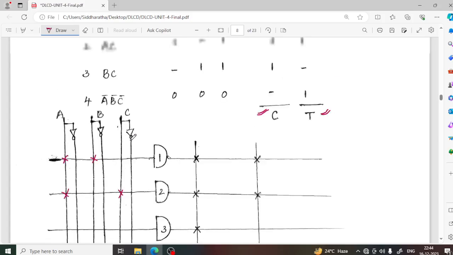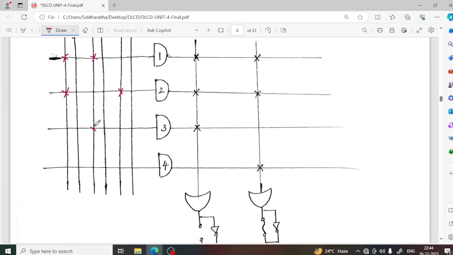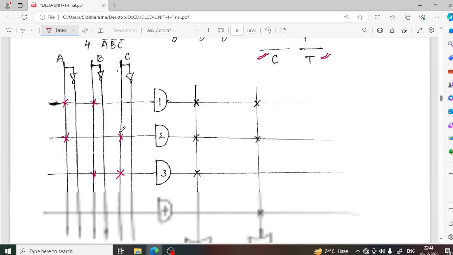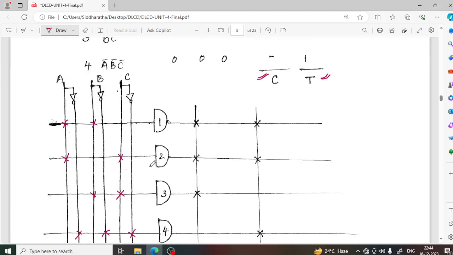What is the third product? BC. What is the B line? This is the B line. Then what is the other C line? This is the C line. Next, A bar, B bar, C bar. So A bar line, B bar, then C bar. This is about programming the array of AND gates.